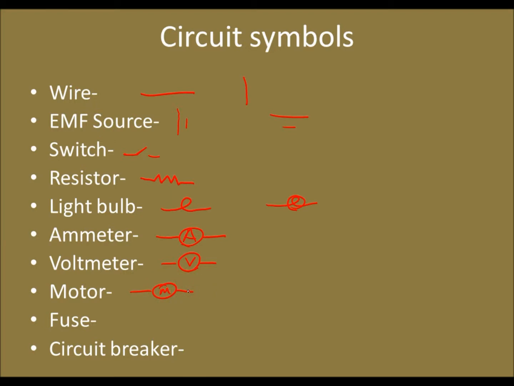A fuse. Okay, now a fuse is something that will break a circuit. And we're going to talk about what those mean in a second too. It's a squiggly line, kind of like a Pepsi, with a circle around it, like that. And then a circuit breaker.